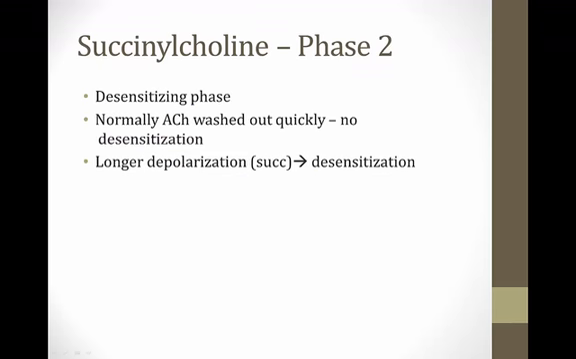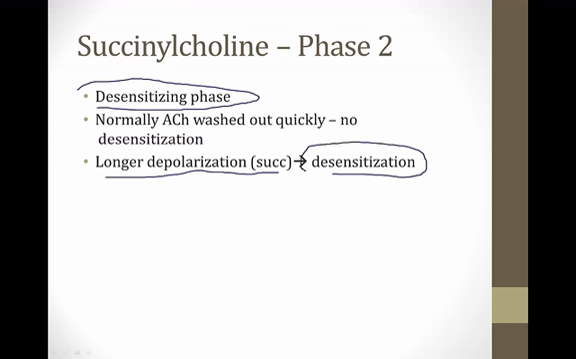Now, phase 2 is called the desensitizing phase. Normally, acetylcholine washes out quickly and there's no desensitization, but the longer depolarization by succinylcholine desensitizes the muscle tissue. So even after the succinylcholine moves out of the way in this phase and the receptor is available, the muscle is not going to contract. It's become desensitized, and this is phase 2 of succinylcholine block. So you want to keep this simple for yourself. Just remember that phase 1 is the depolarizing phase when succinylcholine is depolarizing the muscle. And in phase 2, succinylcholine has moved out of the way, but the muscle is desensitized.